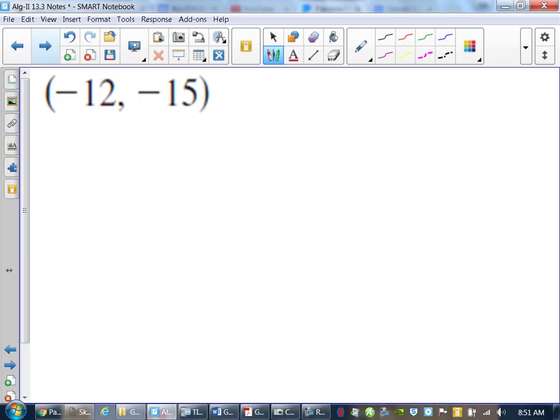-12, -15, which quadrant will this wind itself into? Third quadrant.